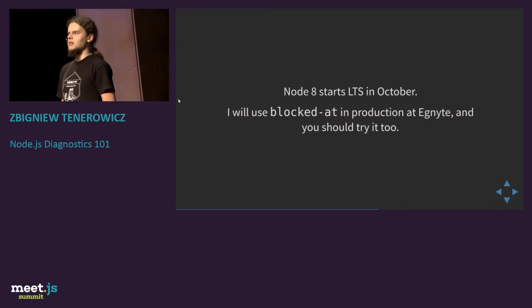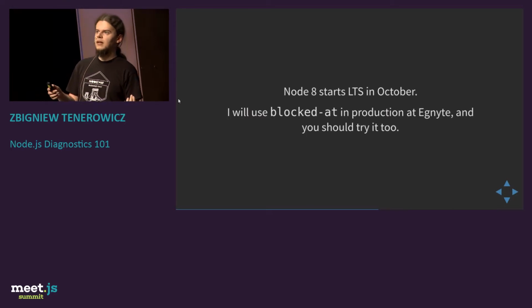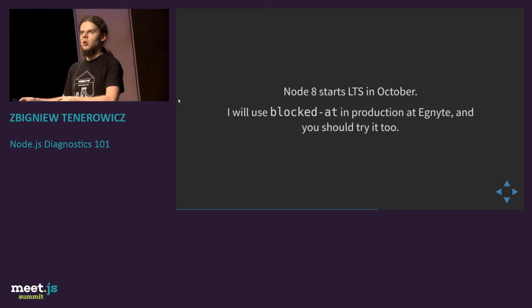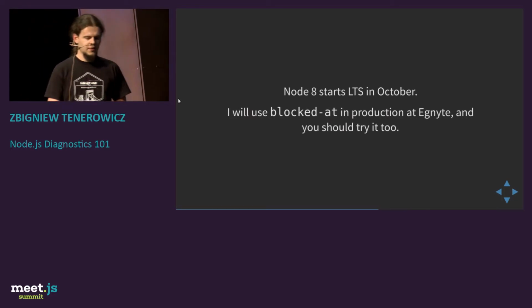And yeah, Node 8 is going to be LTS in a month from now. So if you also have a policy at work to only use LTS, you can start using it in a month. Or you can run a small testing environment for your app. But this is very good for monitoring. If you find out anything about blocked-at, let me know. I'm out there to help.